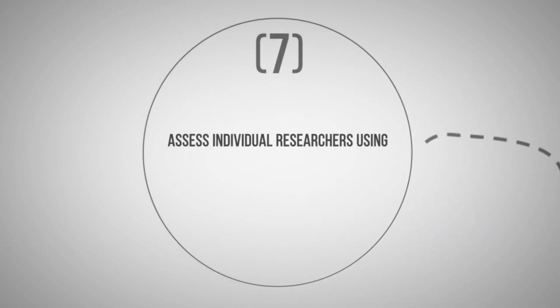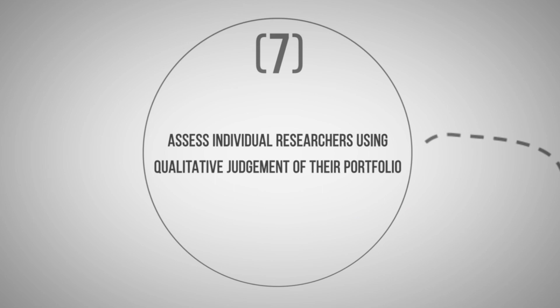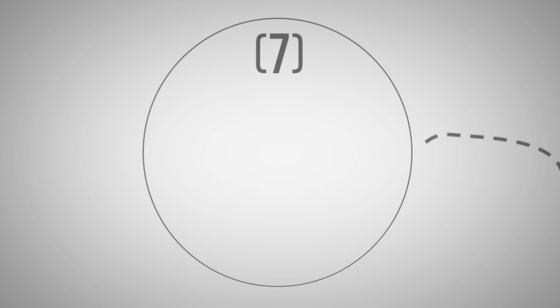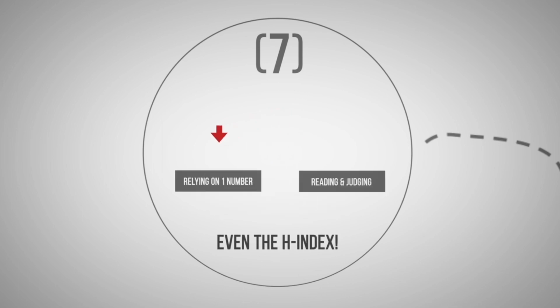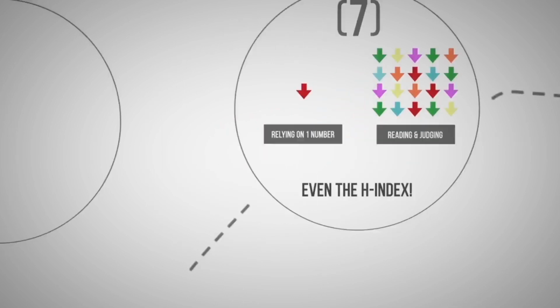7. Assess individual researchers using qualitative judgment of their portfolio. Relying on one number, even the H-index, is a one-dimensional view. Reading and judging a researcher's work gives the full picture.